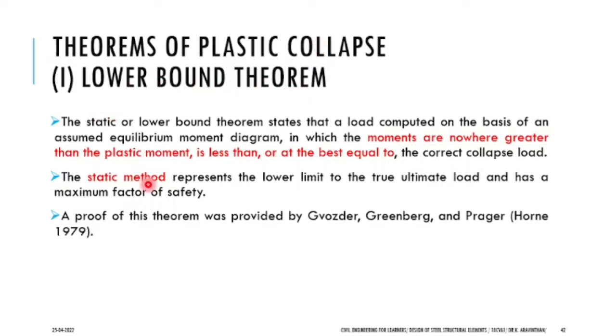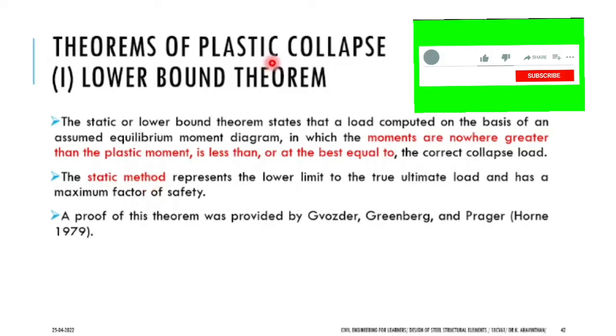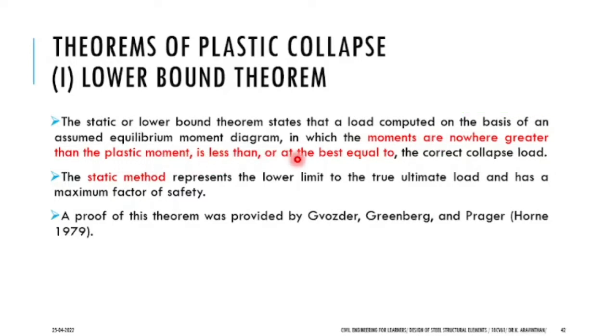This is similar to finding the bending moment and shear force by using different techniques: moment distribution, slope deflection and matrix flexibility. Like that you have two theorems here to find the collapse load. The first theorem states that the moments are nowhere greater than the plastic moment, and is lesser than or equal to the collapse load. For the upper bound theorem, it is considered as greater than the moment, and it is a kinematic method.